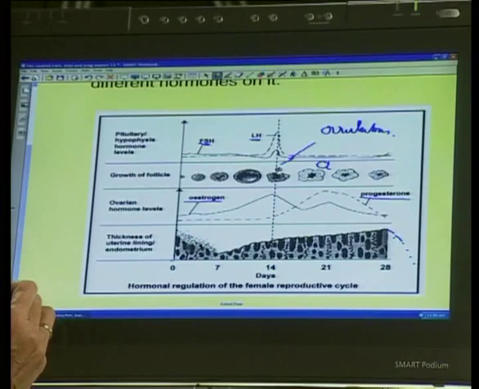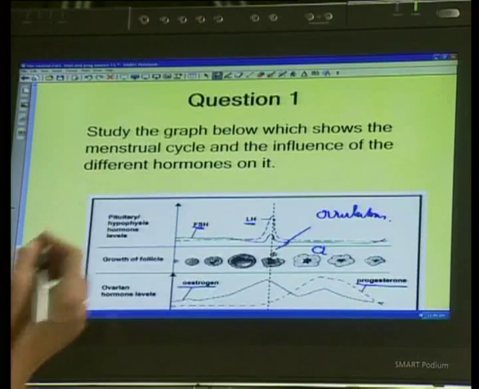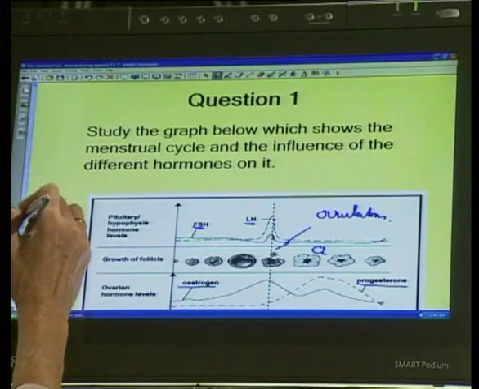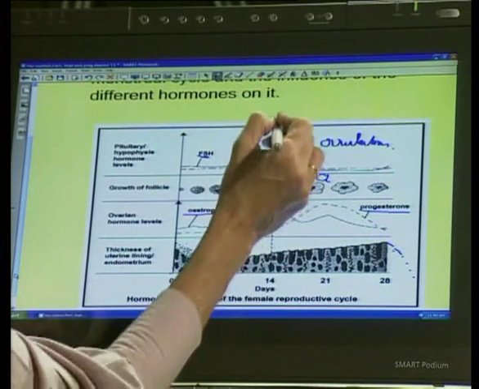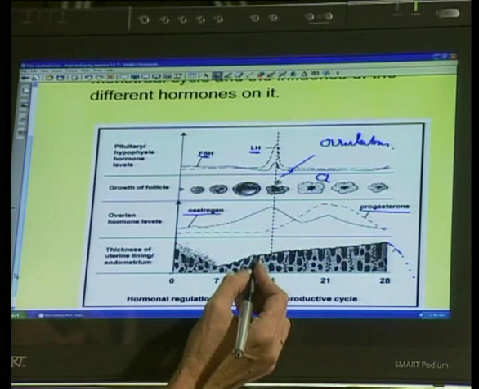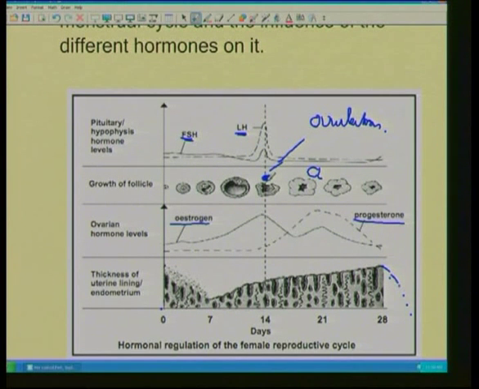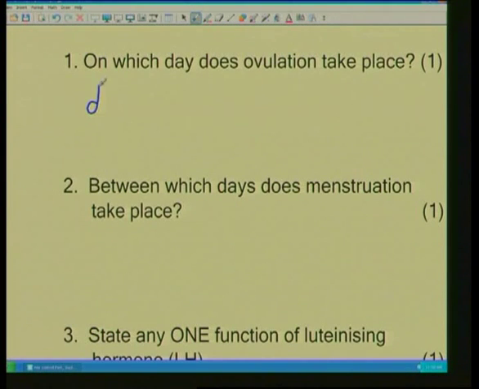So let's have a look at our questions. On which day does ovulation take place? Well, I told you here it will be on day 14. There, it's when your luteinizing hormone and your follicle-stimulating hormone are all at a peak, and when this little egg cell there, that little oocyte, is released out of the Graafian follicle. There's your Graafian follicle. Okay, so it's day 14.